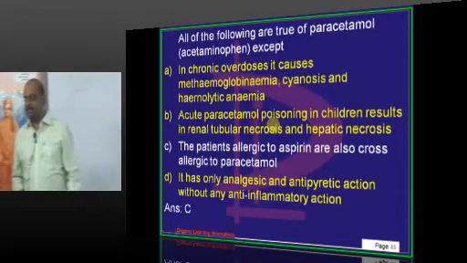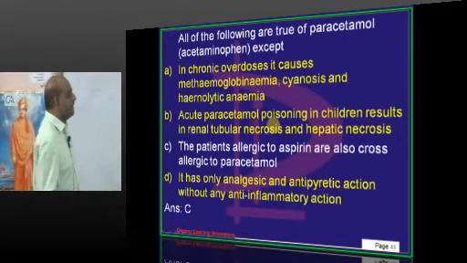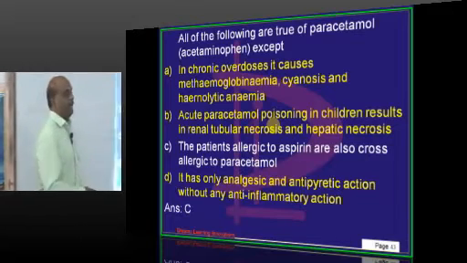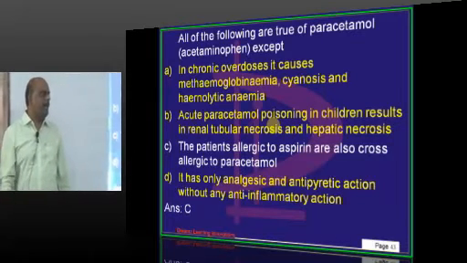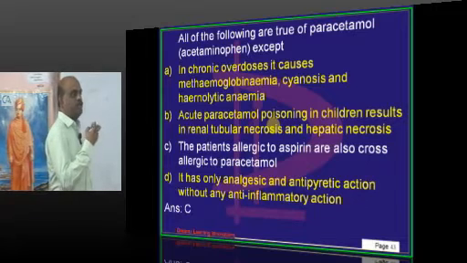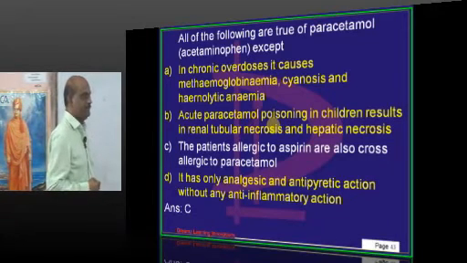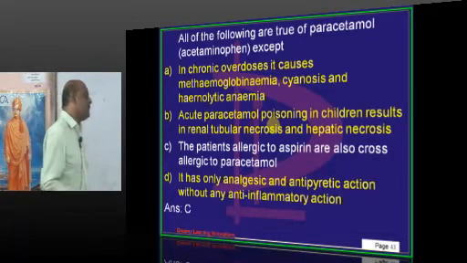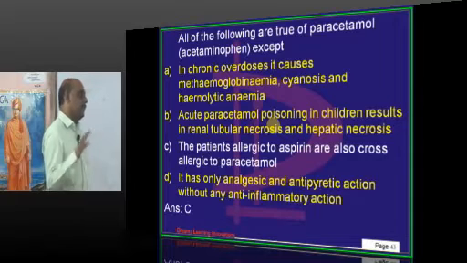Now one question comes. The patient tells you, doctor, last time you gave me aspirin, but after taking aspirin I had bronchospasm. Aspirin can induce bronchospasm. Why does bronchospasm occur with aspirin? Let us be very sure about that also.